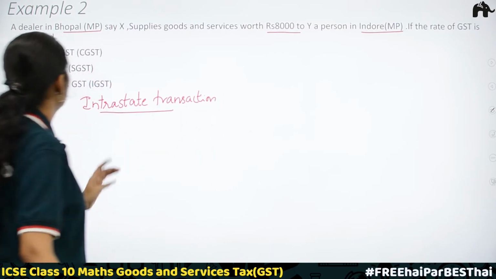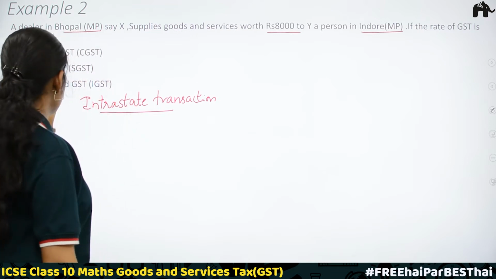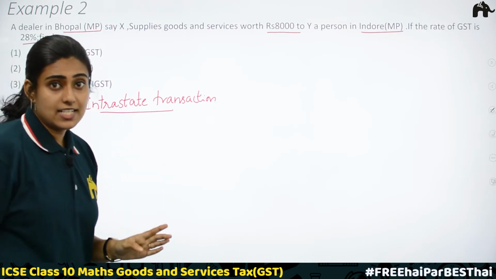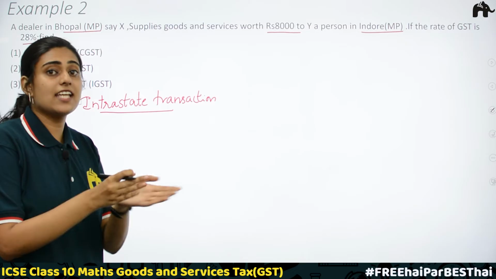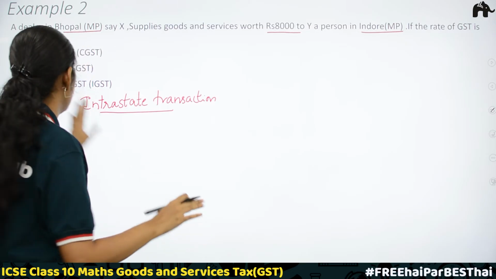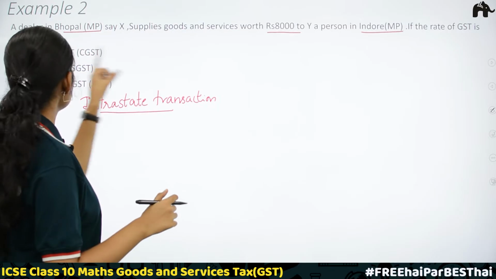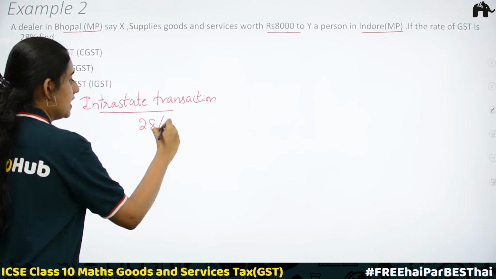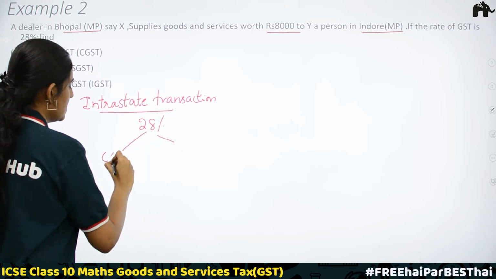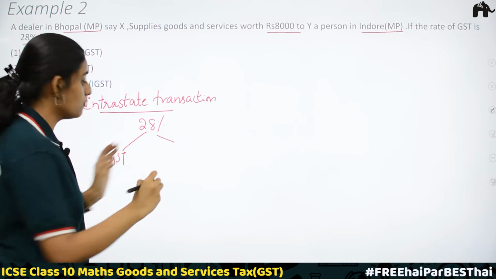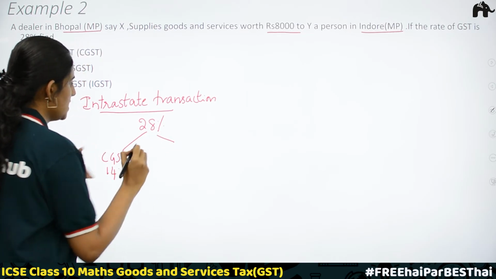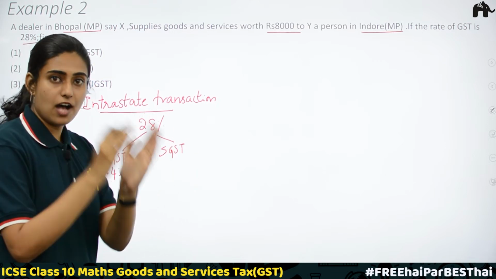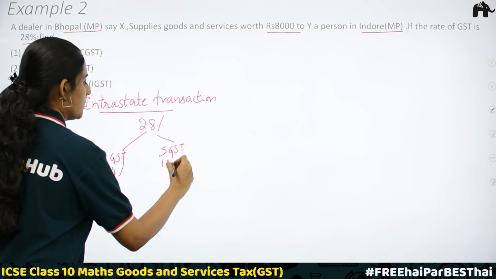Intrastate transaction. We need to calculate central GST, state GST and integrated GST. In case of intrastate transaction, we know there is only central GST and state GST. There is no IGST. Central GST, the rate percentage is 28%. Out of this 28%, CGST will be half of 28, that is 14. 14% will be CGST. What about SGST?